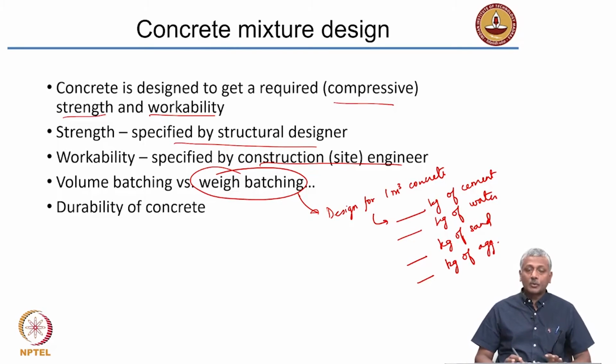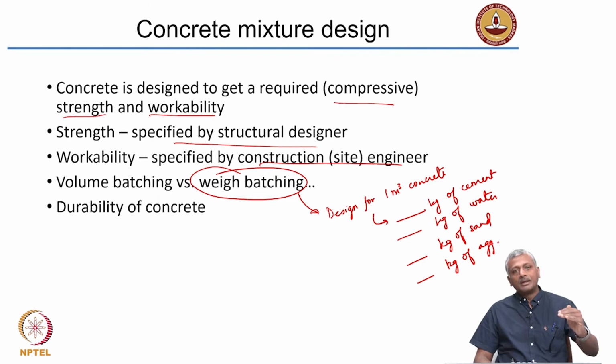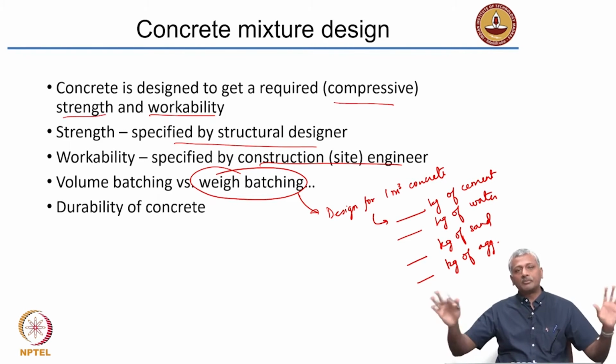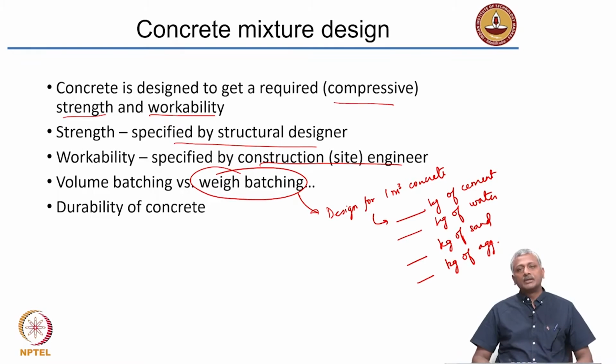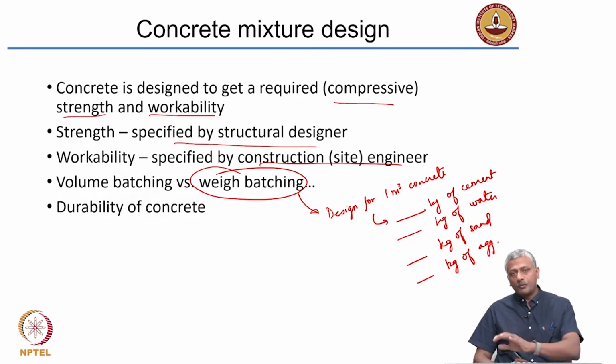So, that is what you do typically in weigh batching: you design for 1 cubic meter of concrete, but of course, depending upon the capacity of your mixer, you may want to reduce the quantity to, let us say, 0.5 cubic meter or 0.3 cubic meter. There are certain well defined sizes of concrete mixers available. In most cases, you need to then design appropriately for the amount of material that can be mixed in that mixer satisfactorily. So, that is called weigh batching.